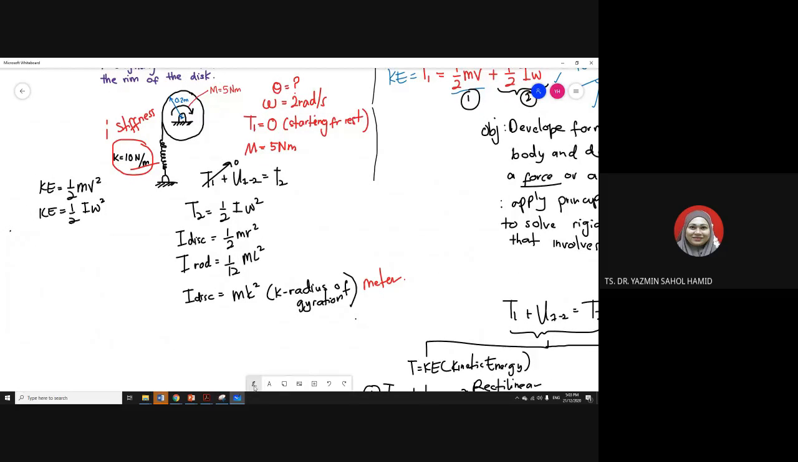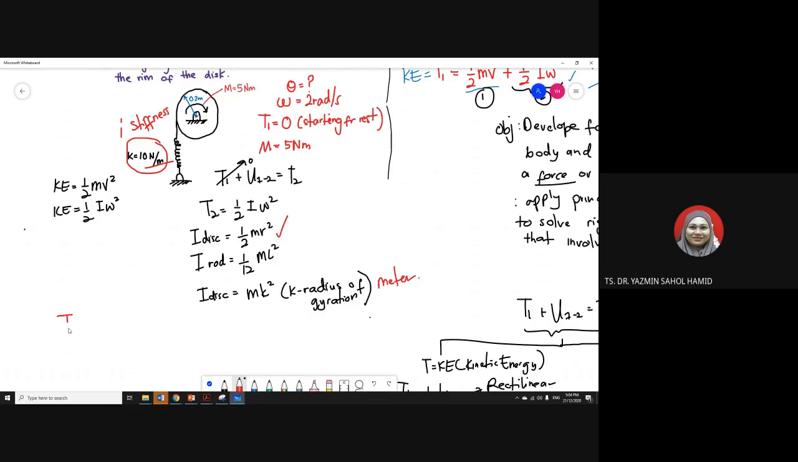1 over 2 mr squared. So you akan calculate 1 over 2 mr squared. You kena pakai formula ni lah. Okay, saya ulang balik pula. You kena pakai that formula lah, untuk I this. Okay. So let's calculate formula T.